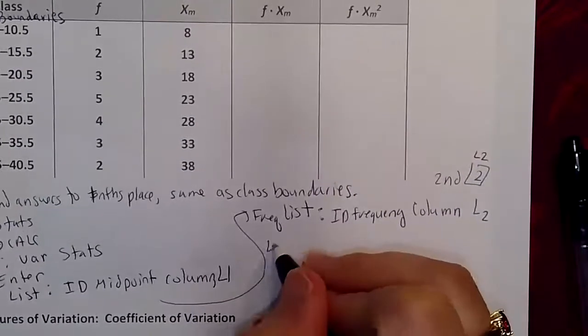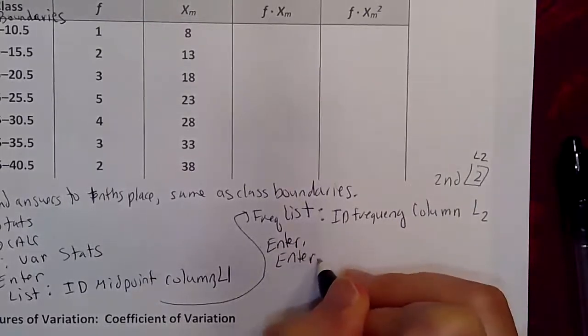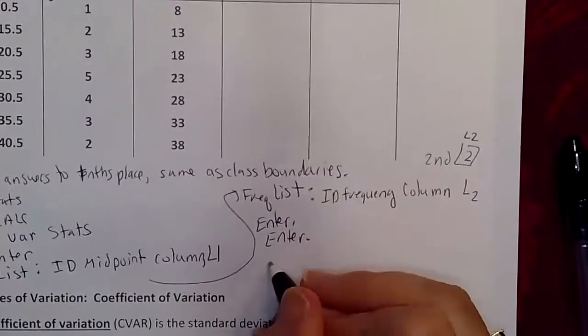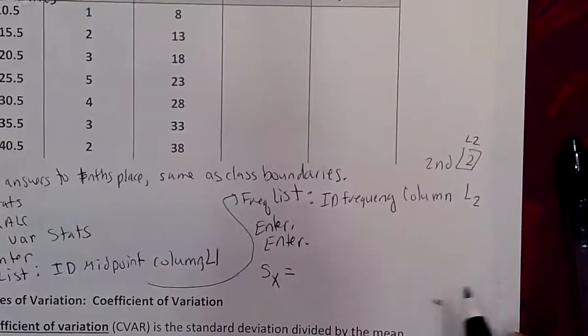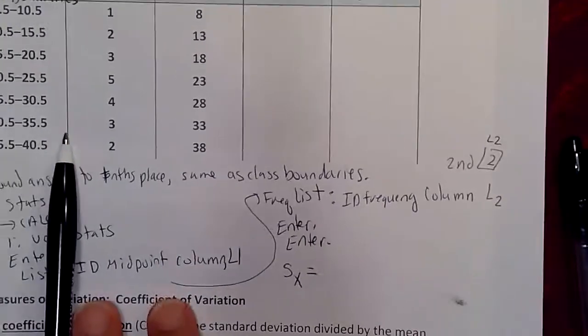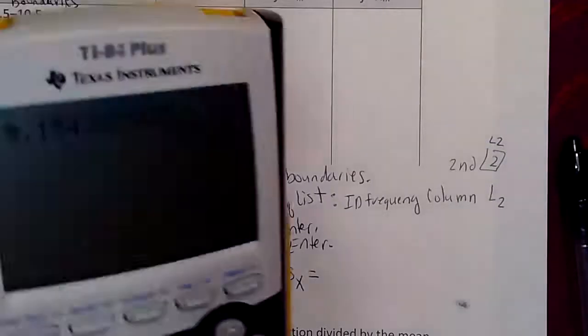And then enter. Then you're going to get a list of data out, and one of the things they want to know is the standard deviation. So that would be the easiest thing to jot down, S of X. That will be in units, so it will be in miles. So when we're writing that down, we'll put miles. Then we round it to the same place value as the class boundaries, which is the tenths place.